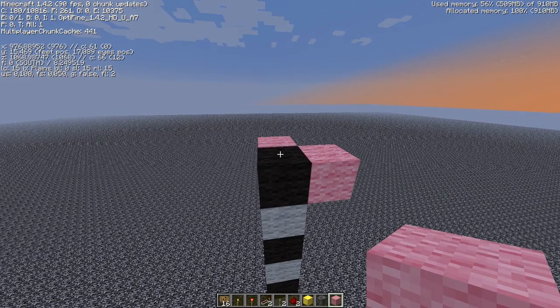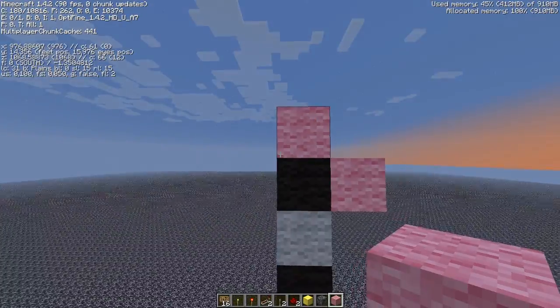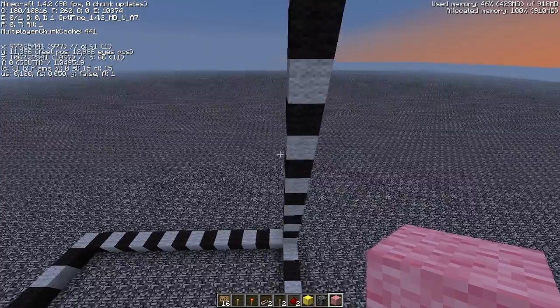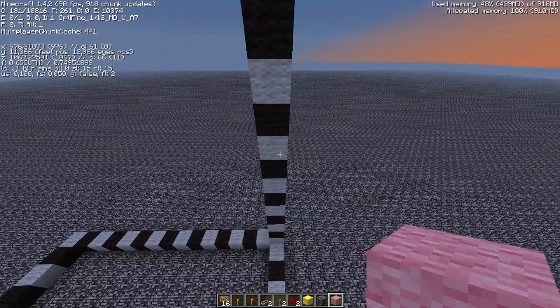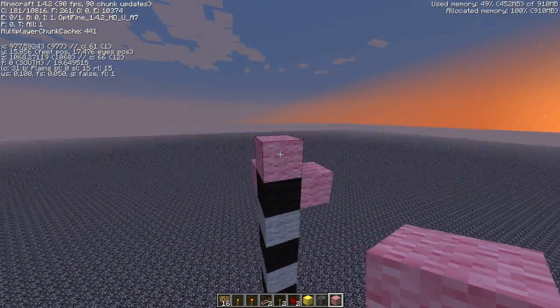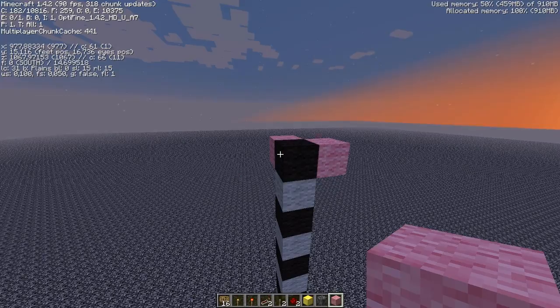If I place another block right here, you can see the LC value increased, and it did that by the next section, which is 16 more blocks. If I move across this chunk border now, you can see that the LC value changes. Now let's remove this block. The LC value is still 31.